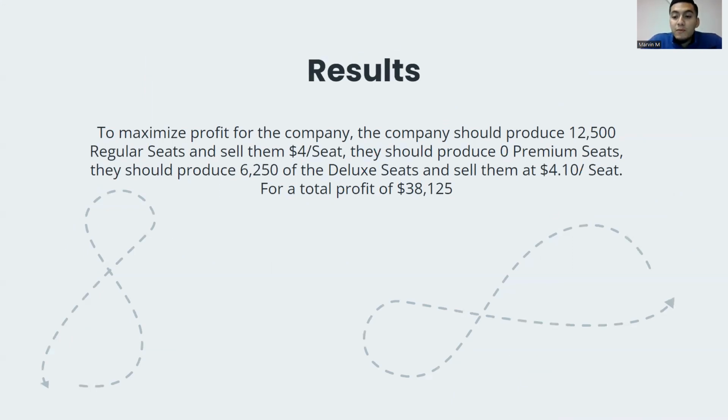So to maximize profit, the company was supposed to produce 12,500 regular seats and sell them for $4 per seat. And they should produce 0 premium seats. And they should produce 6,250 deluxe seats and sell them at $4.10 per seat, for a total profit of 38,125.